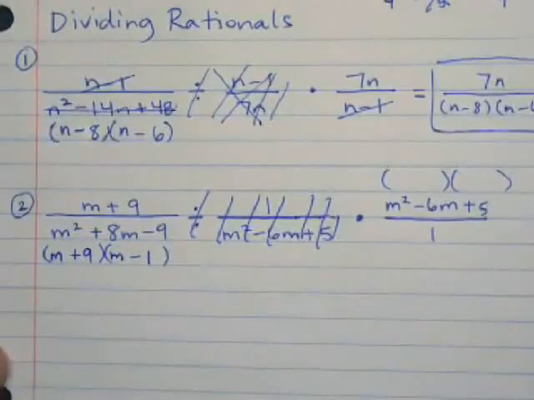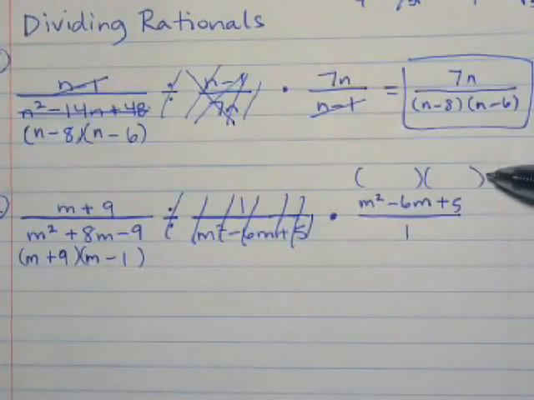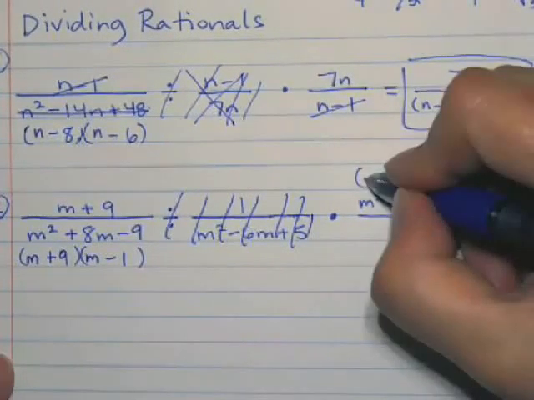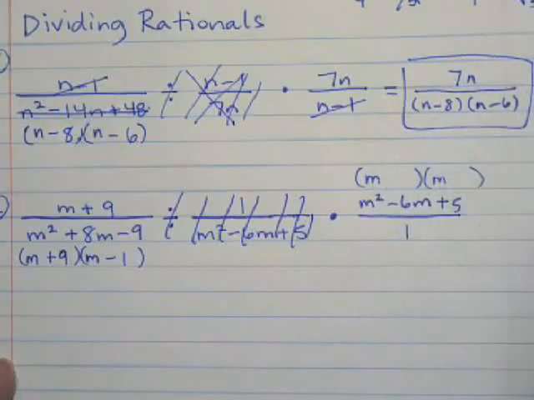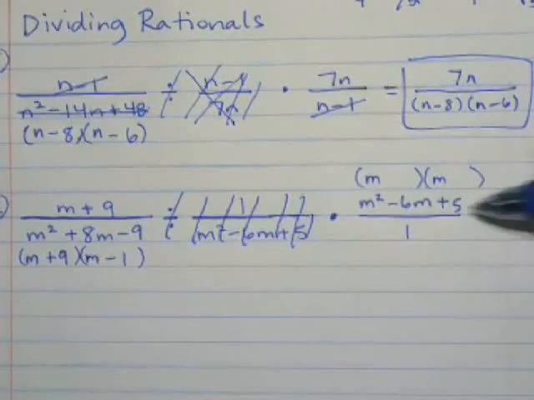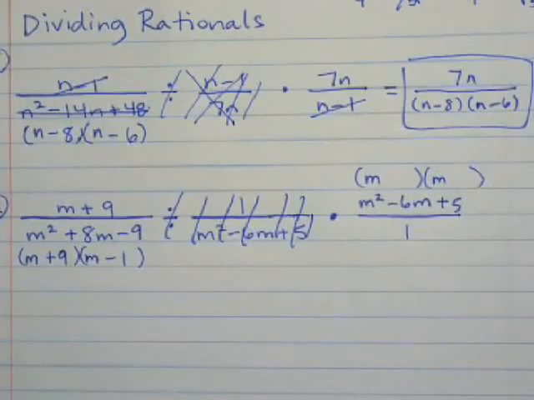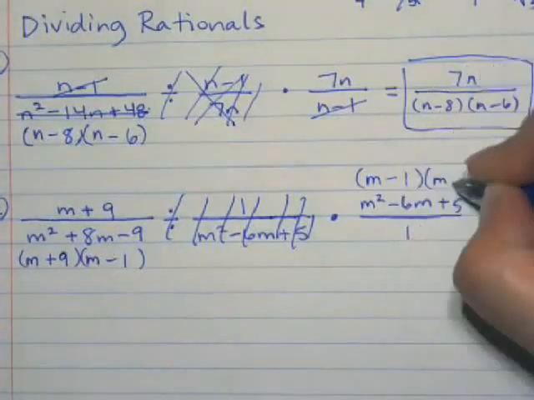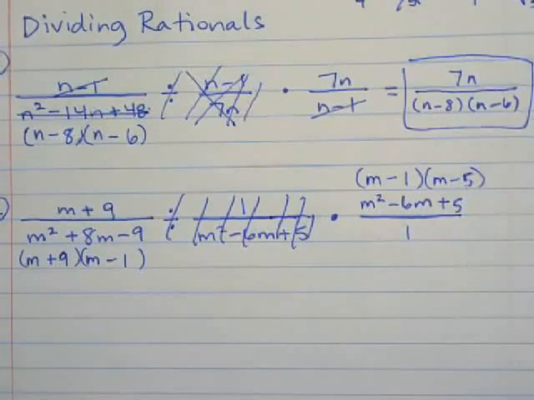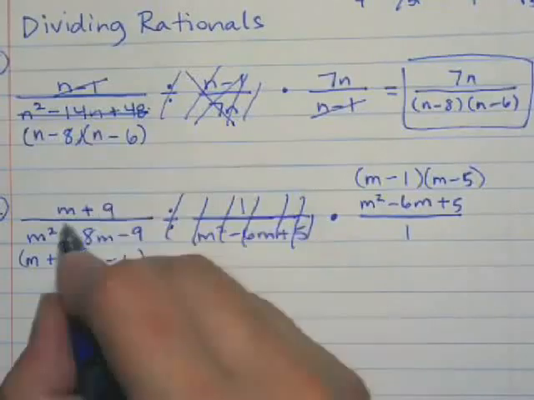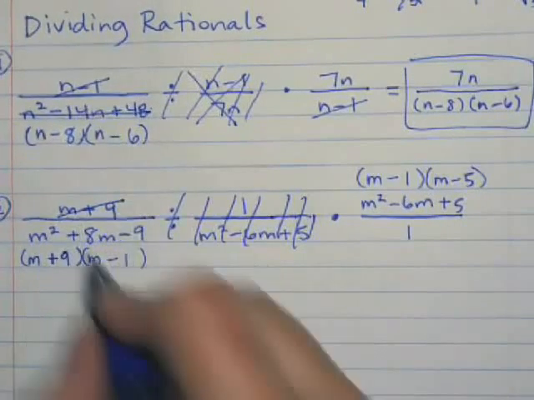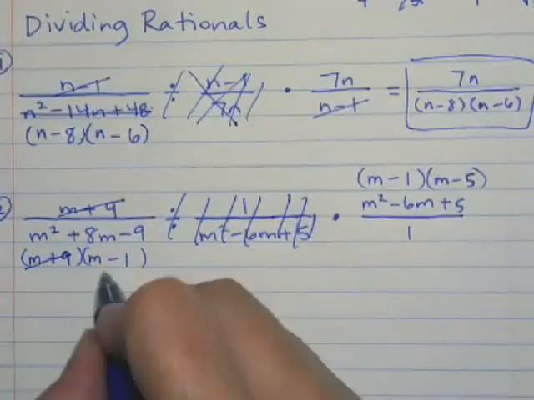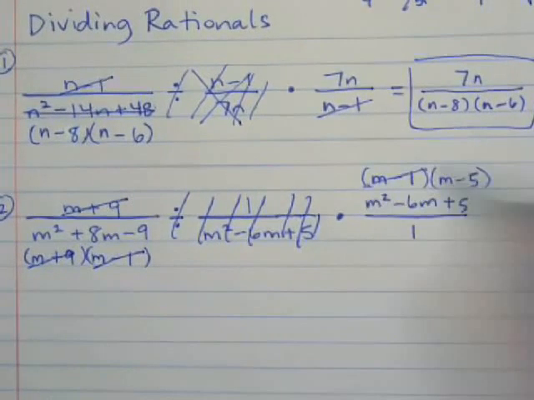Okay, same thing over here. You should have factored this one already as well. Okay, I see that my magic numbers multiplies to be 5, adds to be negative 6, is going to be negative 1 and negative 5. Okay, so everything is factored, and now I'm going to cross out anything I can cross out. I see m plus 9 and m plus 9. I see m minus 1 and m minus 1.